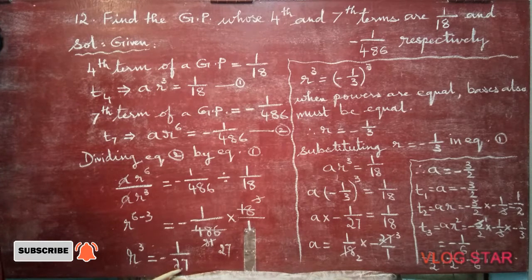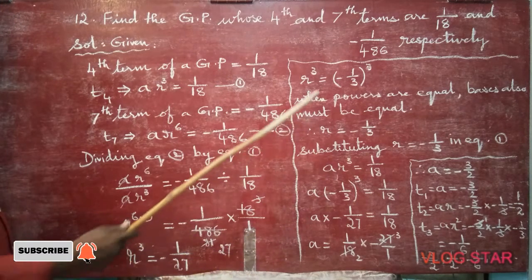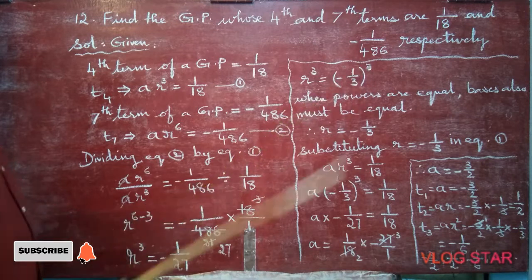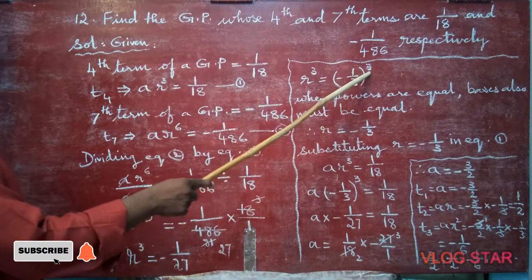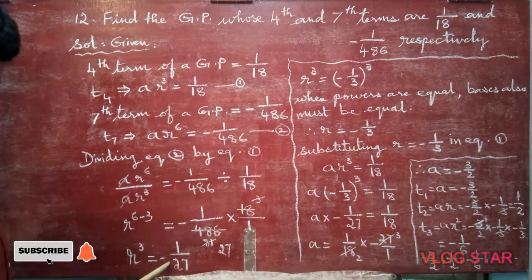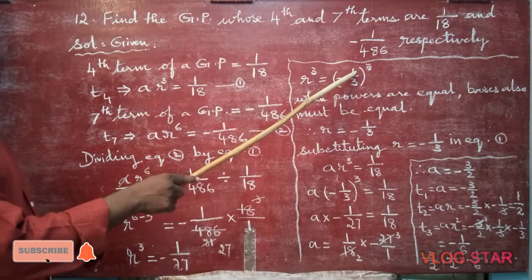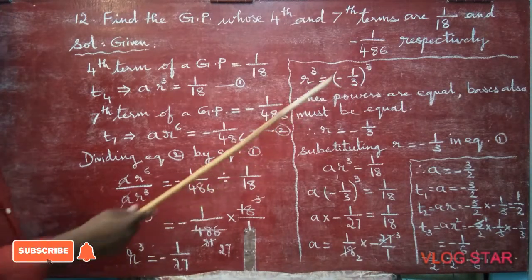We know the factors of 27: 3 cube. Find out, 27, 3 goes 9 times, again 3 goes 3 times. So, r cube is equal to minus 1 by 3 whole cube. Again minus will come, as the power is odd. Minus into minus is plus, plus into minus is minus. 1 into 1 into 1, three times you multiply, 1 only. 3 cube is 27. Check whether correct or not.